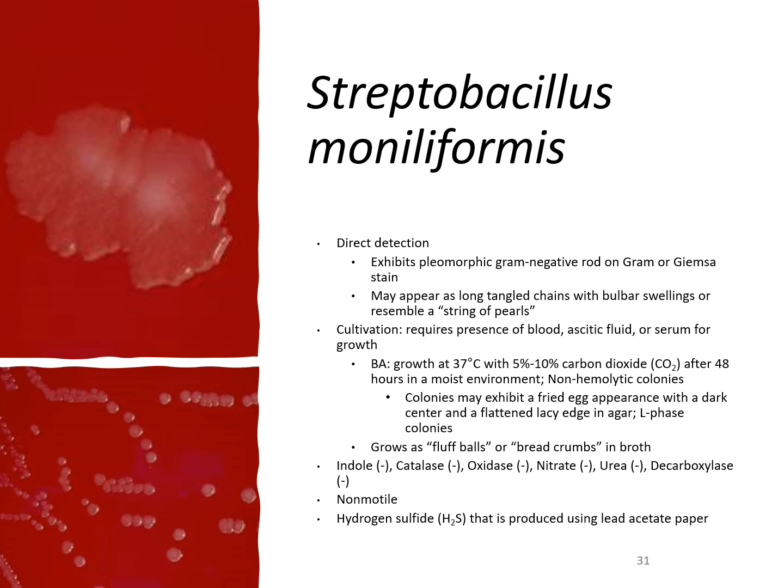These organisms, if they were cultured within some sort of broth media, you would see something that looks like fluff balls or breadcrumbs. So they would just be little fluffy bodies growing inside of that media, like a dissolved breadcrumb. They are indole negative, catalase negative, oxidase negative, nitrate negative, urea negative, and decarboxylase negative. They are non-motile, and they do produce H2S when you're using a lead acetate paper test. This is not a very common test though.